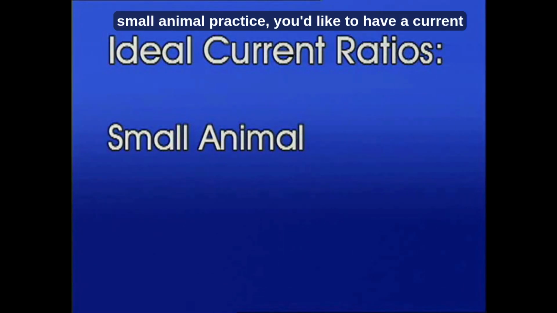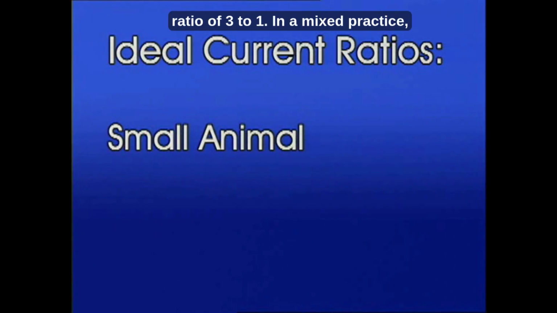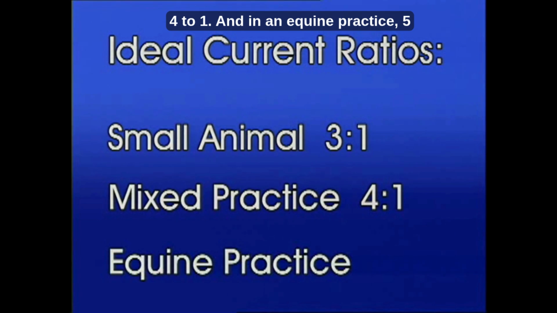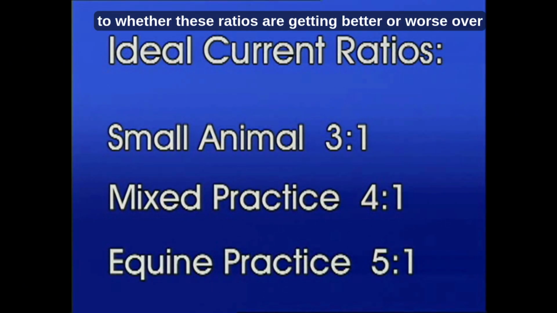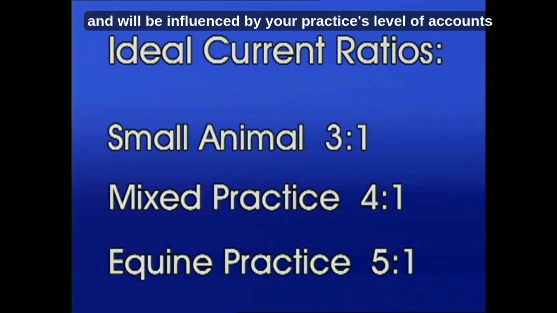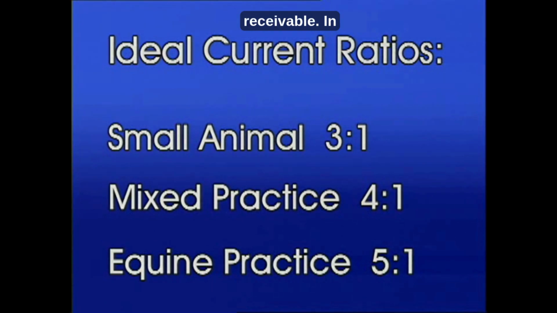In a small animal practice, you'd like to have a current ratio of 3 to 1, in a mixed practice 4 to 1, and in an equine practice 5 to 1. You also want to pay attention to whether these ratios are getting better or worse over time. These are rules of thumb only and will be influenced by your practice's level of accounts receivable and bill-paying philosophy.